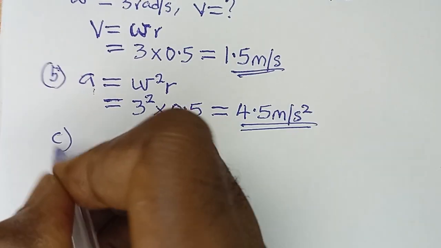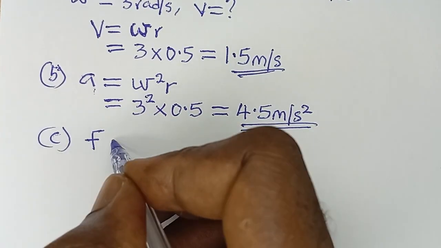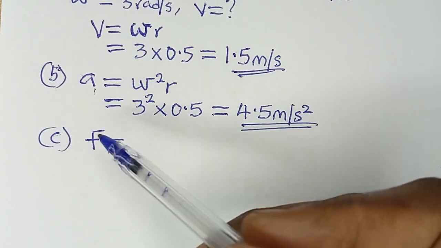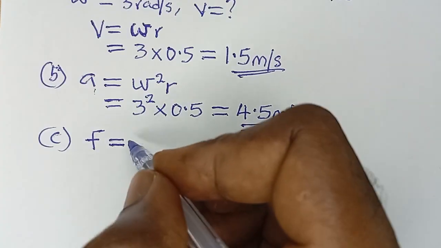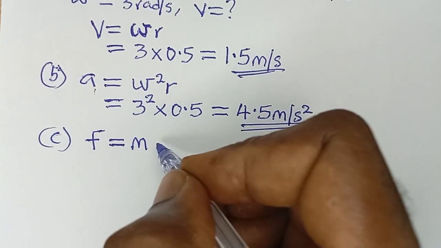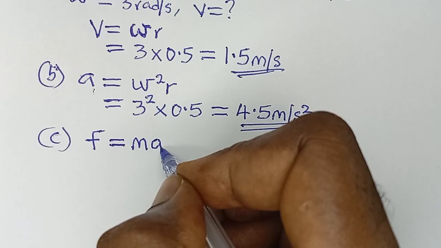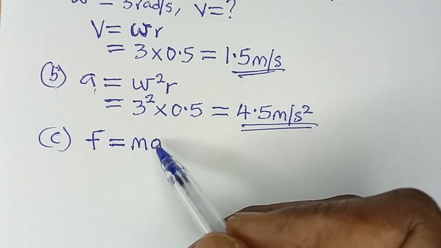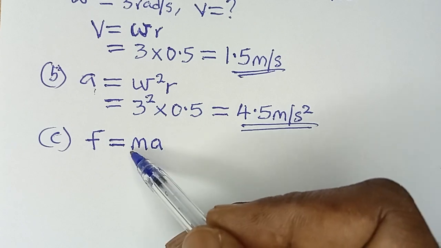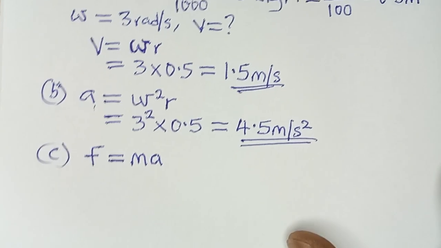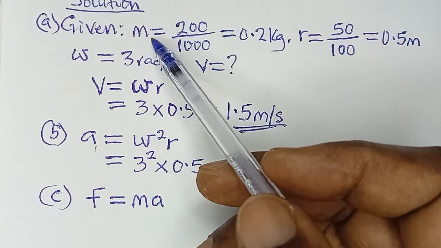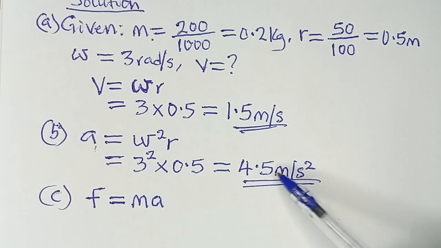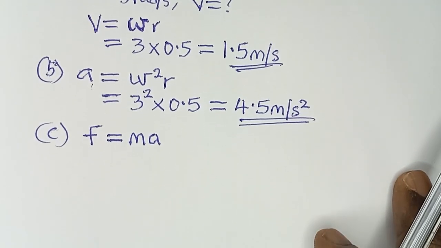So the formula for that now is force. Don't forget, centripetal force is the force that keeps a body in circular motion. So now, that force is given by mass times acceleration. We can use Sir Isaac Newton's second law of motion equation. So F is equal to ma. We can use this formula to obtain our force because we know the value of mass. As you can see from what we listed out, we know the value of mass, and then we have also calculated acceleration, which is 4.5. So we can now use F is equal to ma.